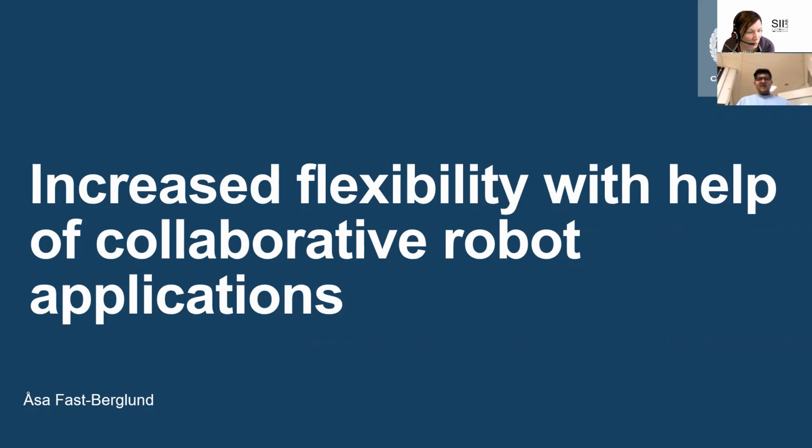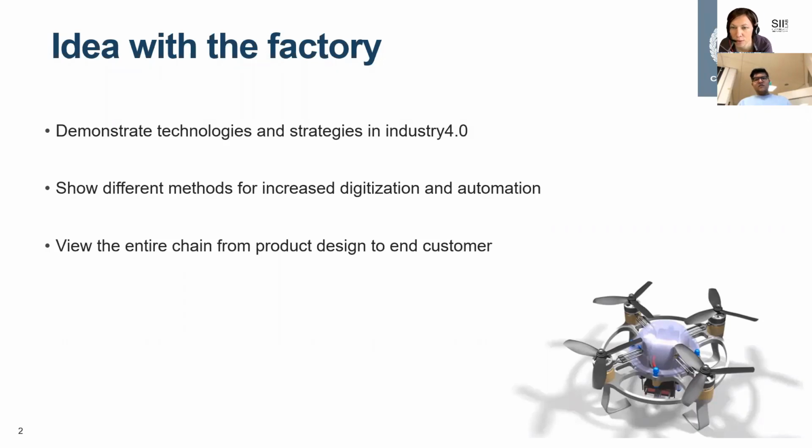My name is Fast-Berglund. I'm a professor at Chalmers University in smart automation, and I also run the SciLab, Stena Industry Innovation Lab. What we have done here in the lab is build a drone factory. The first idea with the factory is to demonstrate the technologies and strategies for Industry 4.0. We also want to show different methods for increased digitalization and automation, and the whole chain from product design to end customer, throughout internal logistics, training, final assembly, quality assurance, and so on. So that is the main idea with the drone factory.